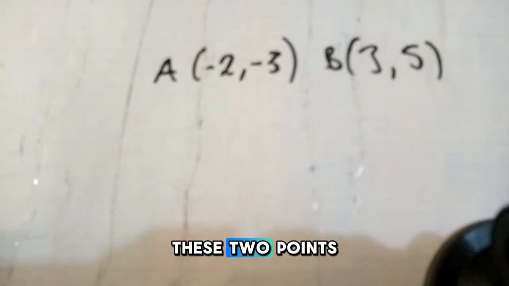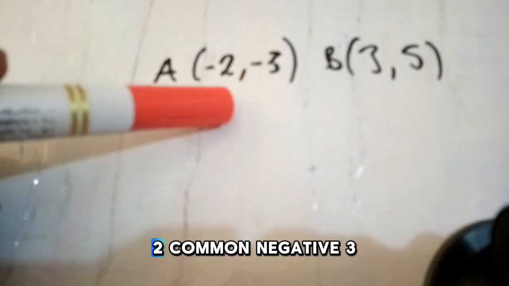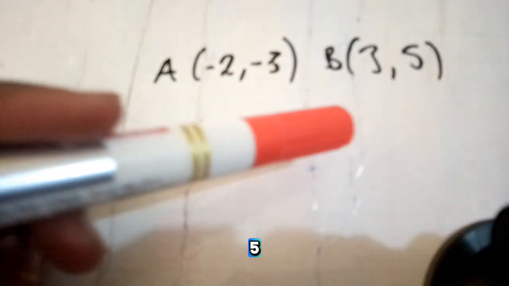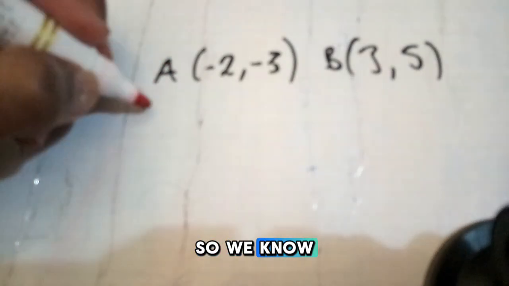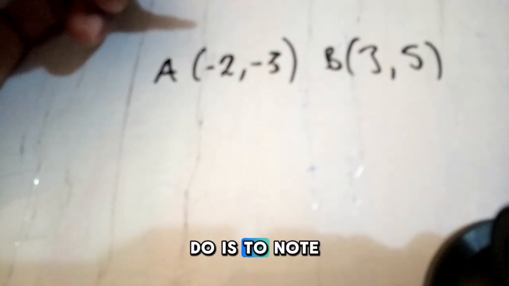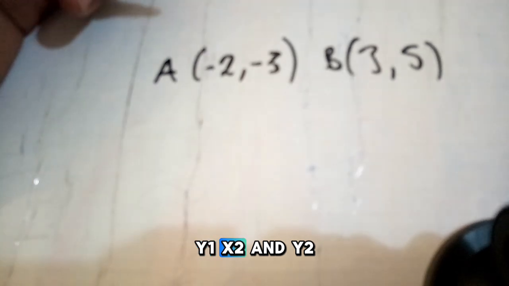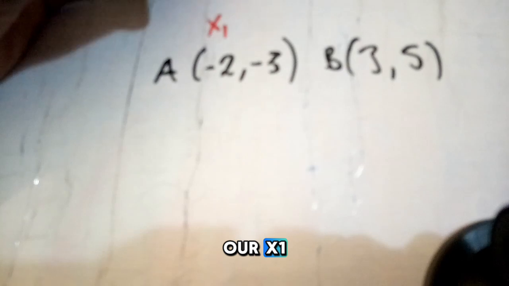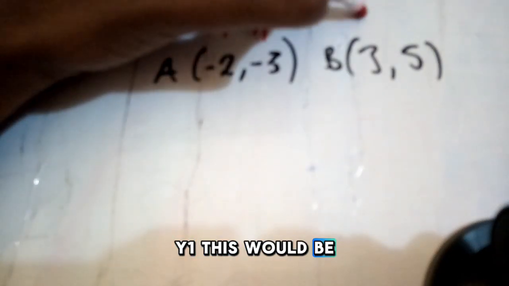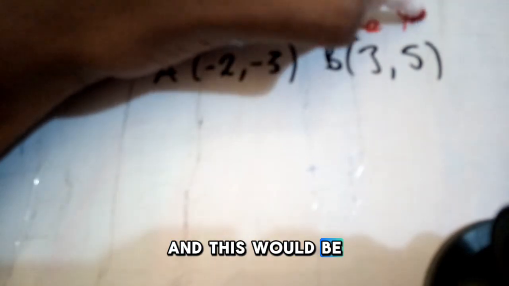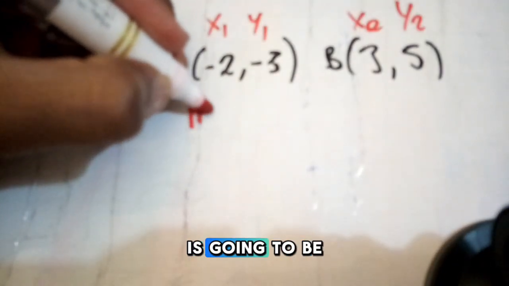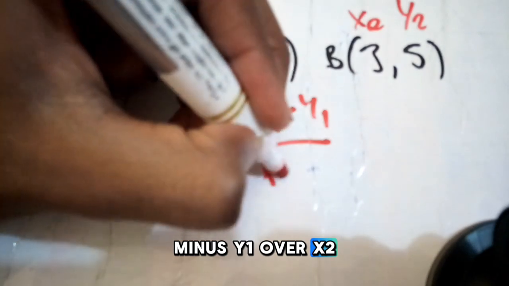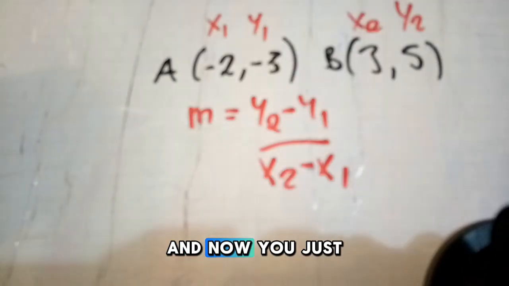Now, if we have these 2 points, A, which is negative 2 comma negative 3, and B, which is 3 comma 5, and we're told to find the gradient of this line, the first thing we have to do is note our x1, y1, x2, and y2. So this would be our x1, this would be our y1, this would be our x2, and this would be our y2. The formula, as I gave you, is m is equal to y2 minus y1 over x2 minus x1. And now you just simply substitute.